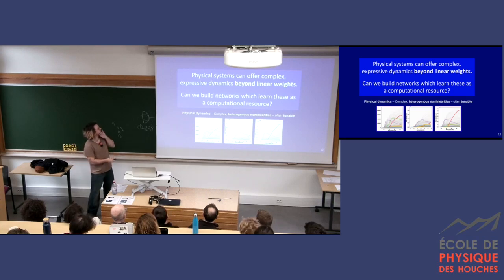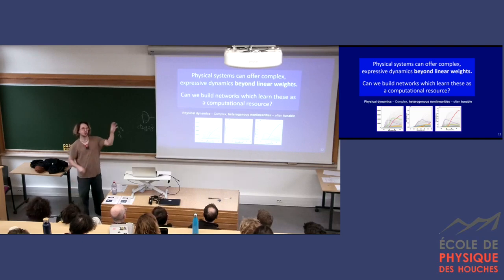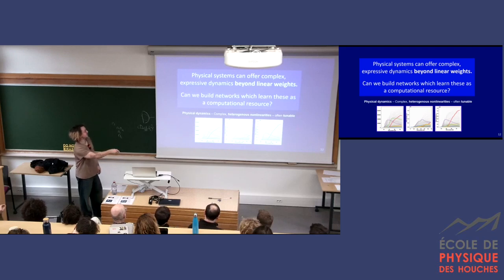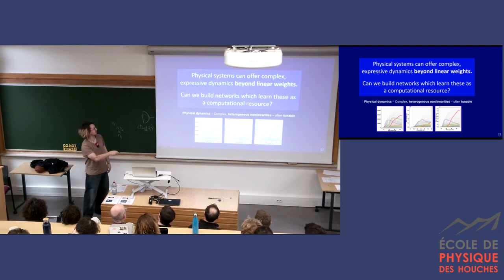And in addition to the linear weights, can we build network architectures or designs which really directly learn these more heterogeneous, disordered physical dynamics as a direct computational resource? So here's just a little picture of some of the wacky curves, and the reason these are coming down is there's also lots of strong coupling. This was in Toby's talk on Monday. And often, we can tune these things.